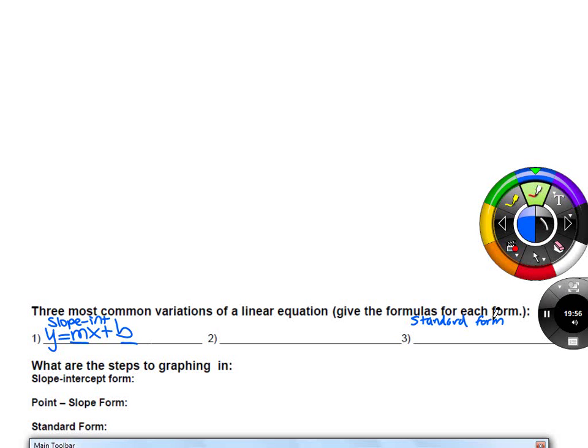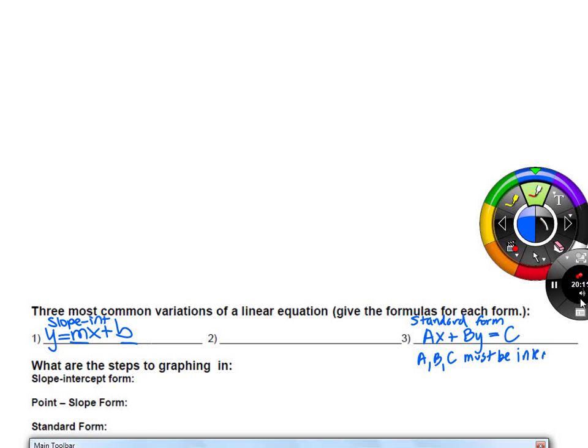Okay, so standard form looks like this. And it has rules attached to it, like A, B, and C must be integers. What does that mean they can't be? Yeah, like no fraction or decimal parts to them. And they want A to be bigger than 0. In other words, they want the first number to be positive.